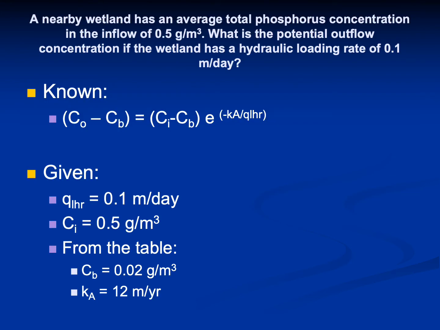Let's do an example. If a nearby wetland has an average total phosphorus concentration in the inflow of 0.5 grams per cubic meter, what is the potential outflow concentration if the wetland has a hydraulic loading rate of 0.1 meters per day? We know that we will use our exponential decay equation, and we are given that the hydraulic loading rate is 0.1 meters per day, and the inflow concentration is 0.5 grams per cubic meter. From the table, we can assume a background concentration of 0.02 grams per cubic meter, and the areal removal constant is 12 meters per year.